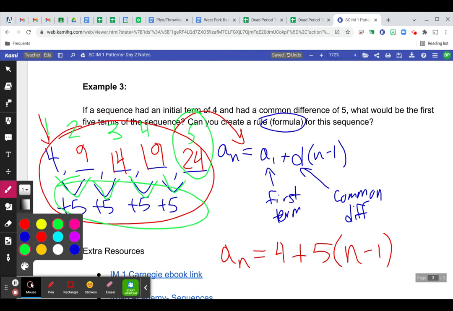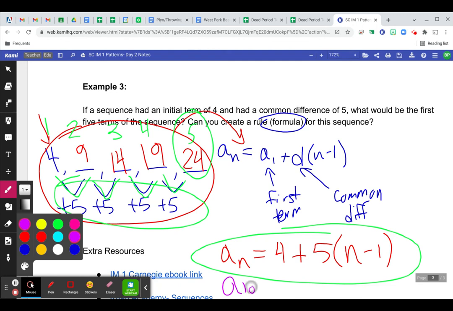Okay, so this right here would be the rule for the sequence, and you can use that rule to predict future values, such as the 100th term. And if you wanted to find the 100th term, you would just do a sub 100, for example, and you would just plug in 100 for n, and then you would just plug and chug, do a little PEMDAS, narrow that baby down, and solve for the 100th term.